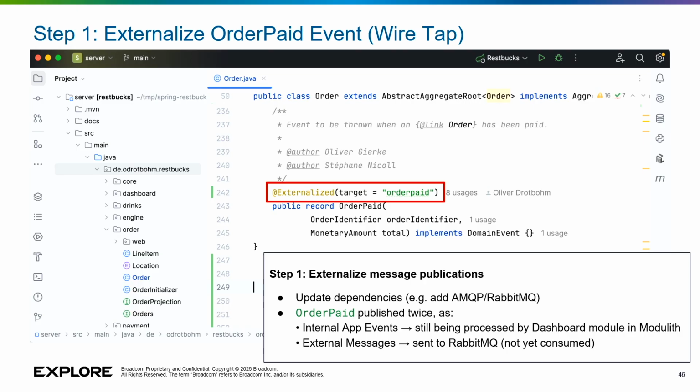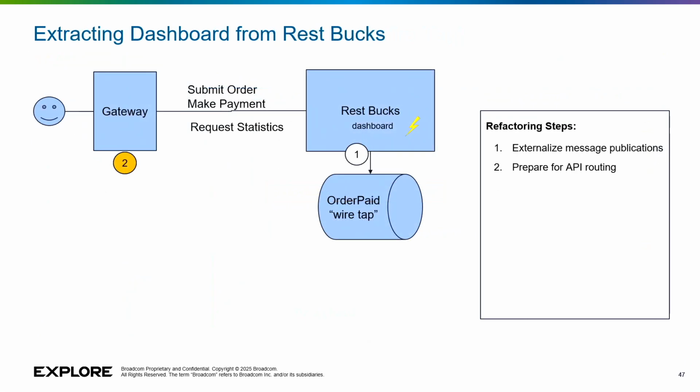And then the next thing I need to do is add this little annotation here. And I'm going to add it to the order paid record. So anytime order paid is actually sent, internally within the monolith, it's going to wiretap it and send that same message out to the order paid exchange if we're using Rabbit, or the order paid topic if we're using Kafka.